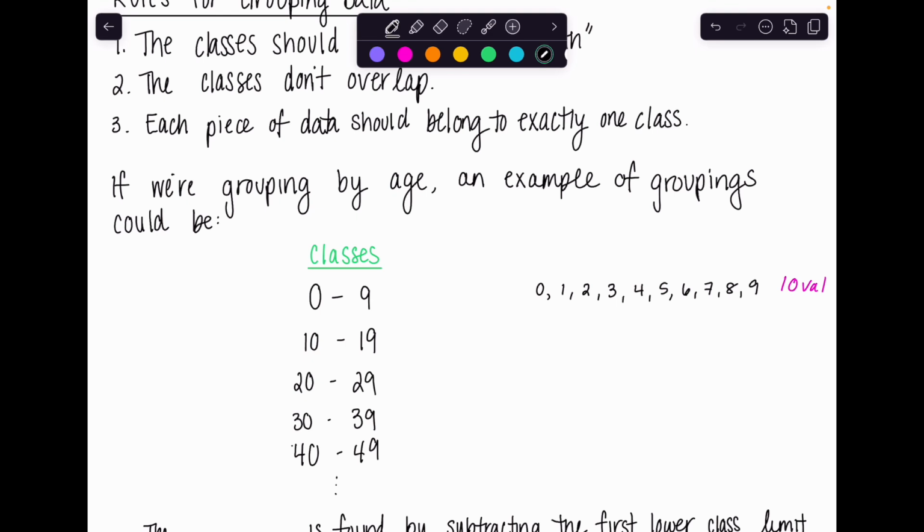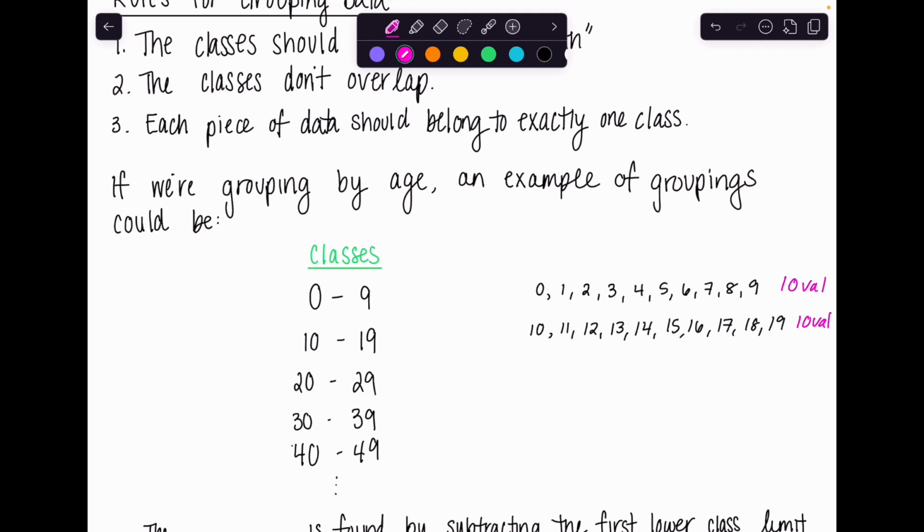If I go into the next grouping, I'm just going to do it for this one, 10, 11, 12, 13, 14, 15, 16, 17, 18, 19, and that's where we end. So in that case, we've got 1, 2, 3, 4, 5, 6, 7, 8, 9, 10 values here.